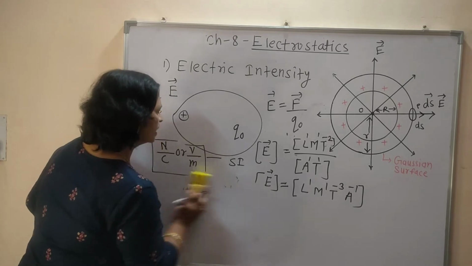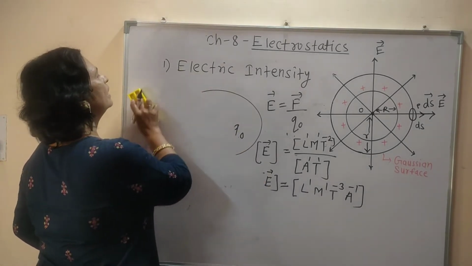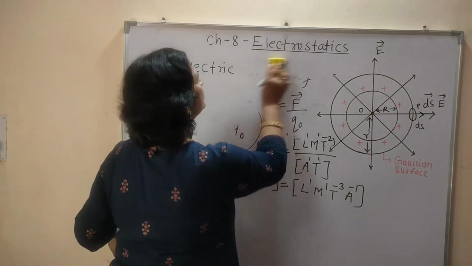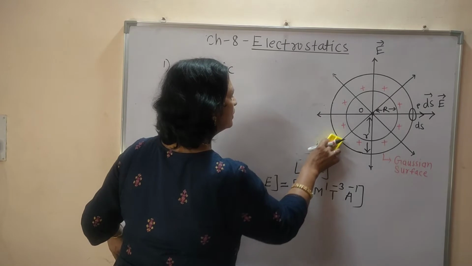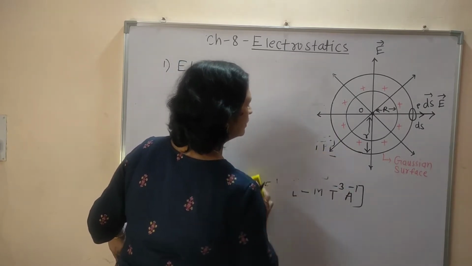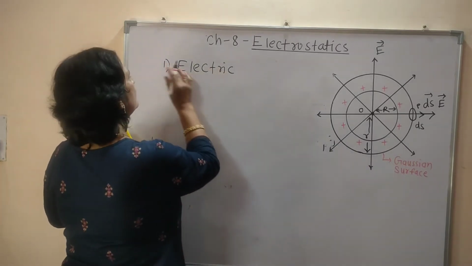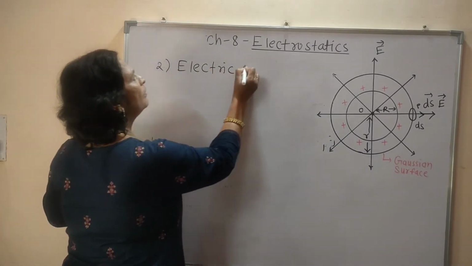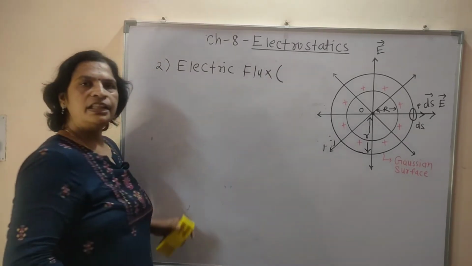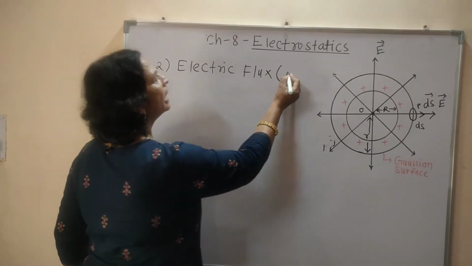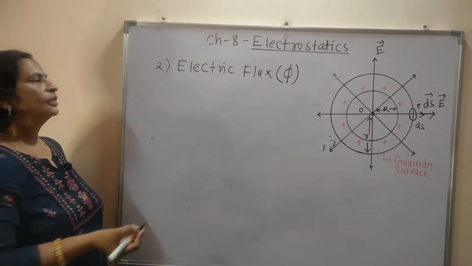Then the second concept is the electric flux. Electric flux is denoted with the help of the letter phi. Phi is the notation. Okay.